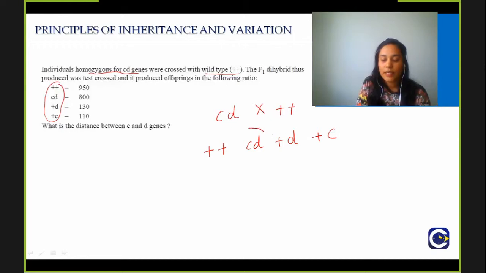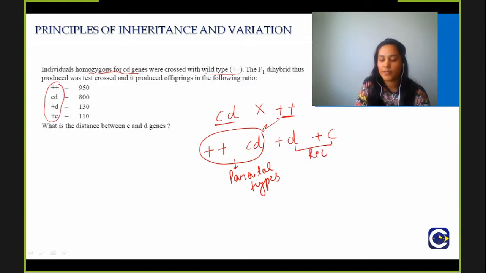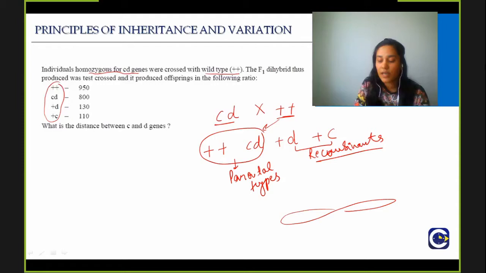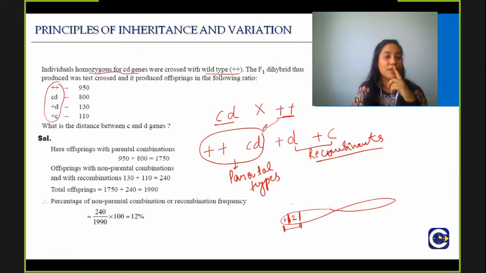Now if you see, these are both the parental types. Why are they parental types? Because they are exactly similar to the parents, and these 2 are the recombinants. They have asked you to find the distance between the genes C and D. We know that percentage recombination is equal to that many map units. We did it yesterday, the chromosomal mapping, remember? The recombination frequency between gene 1 and 2 is equal to the percentage of crossing over. Now you have to calculate the percentage of crossing over. And how will you do that?